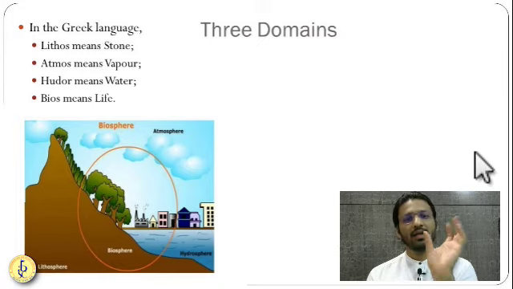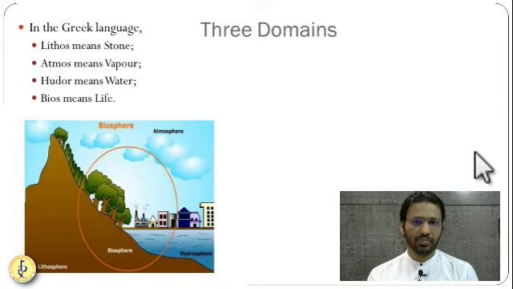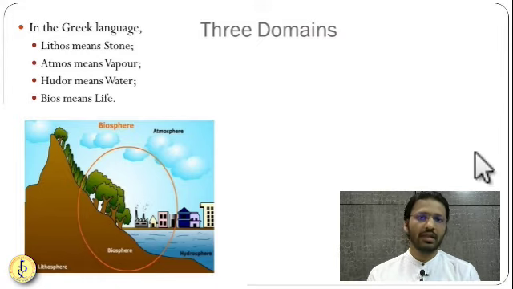So here the word atmos means vapor, so water vapor or just vapor. Again, the Greek word. And the third layer is the water layer or hydrosphere. The hydor in the Greek language means water.